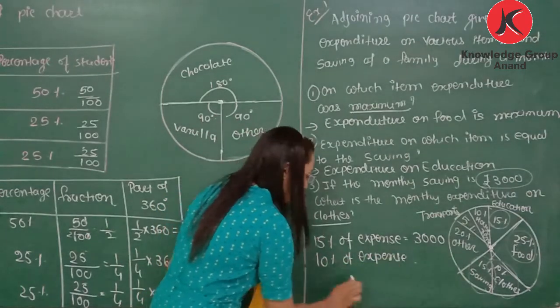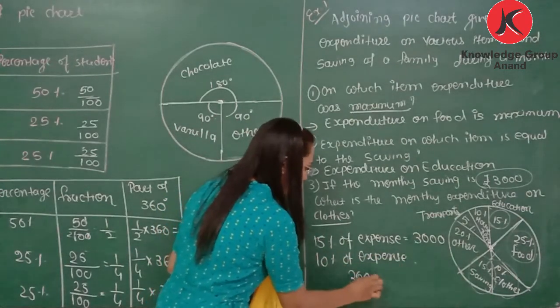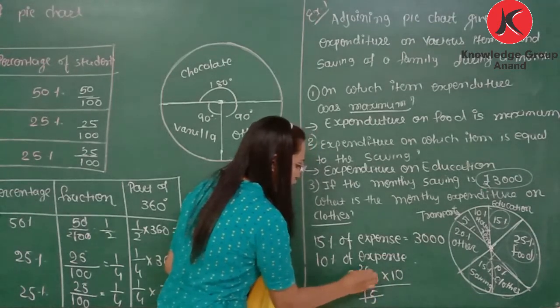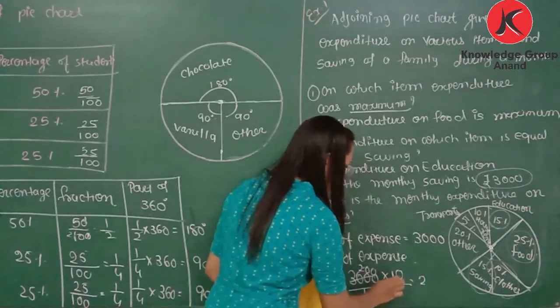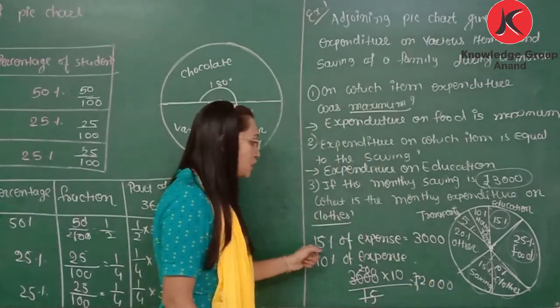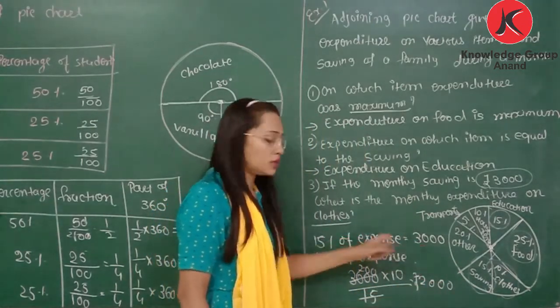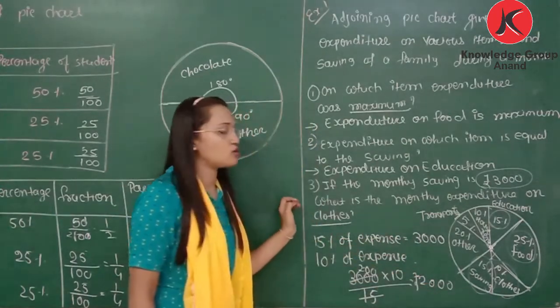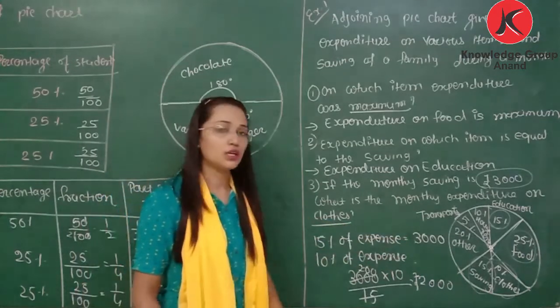So we can write the cross multiplication. 3000 multiplied by 10 divided by 15. 200 multiplied by 10, that is 2000. Means if 15% is 3000, then 10% is 2000. Clear? So you can also answer the question by observing the graph.